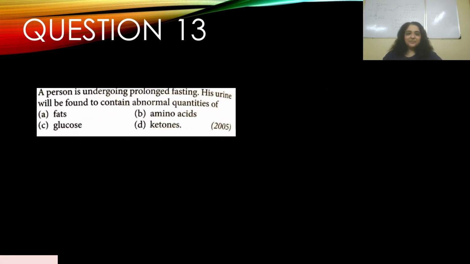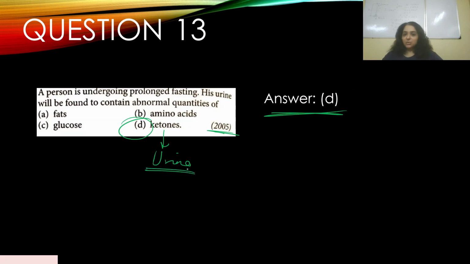Question number 13. A person is undergoing prolonged fasting. His urine will be found to contain abnormal quantities of fats, amino acids, glucose, ketones. This appeared in 2005. Clearly it is ketones. I just explained it. The answer is D. When the person is undergoing prolonged fasting, prolonged starvation, keto bodies will be formed, and these ketones provide energy to the brain. So this will appear in the urine in large quantities.